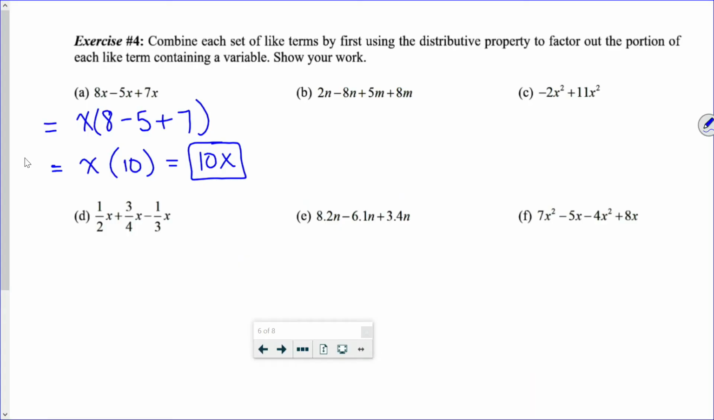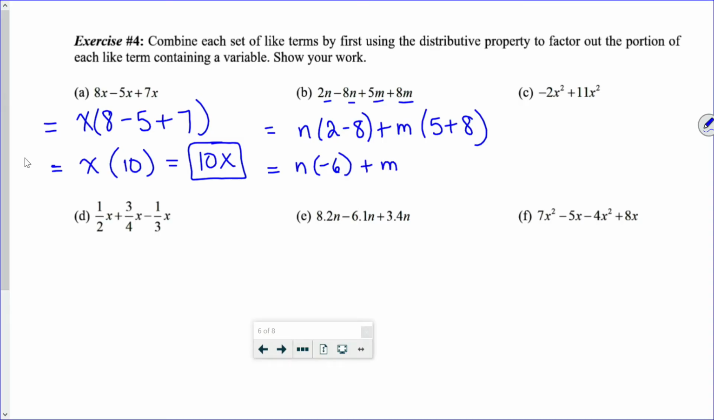In letter B, we have a few different terms going on. We've got a term involving the variable n and a term involving the variable m. So in the first case, we could factor out an n, giving me 2 minus 8. In the second case, we could factor out an m, giving me 5 plus 8. 2 minus 8 is negative 6. Remember, that's not n minus 6, that's n times negative 6. In the second case, we have m times 13. So ultimately, we have negative 6n plus 13m, or 13m minus 6n regardless.